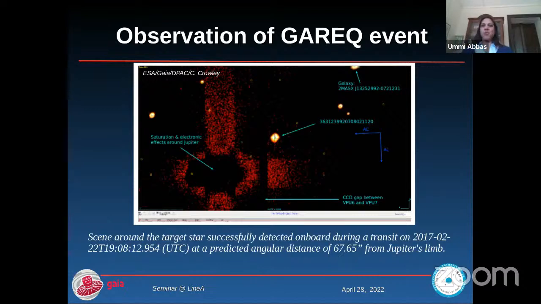If you remember the focal plane of Gaia, we have the 9 CCD rows in the astrometric field. In this image, we can see the gap between the 6th and the 7th row, the one shown here, this gap over here. We have the target star seen in 1 CCD row and 1 CCD column, and Jupiter is seen in yet another CCD column. So it was seen between the 6th and the 7th. This is a very interesting observation actually taken by Gaia.